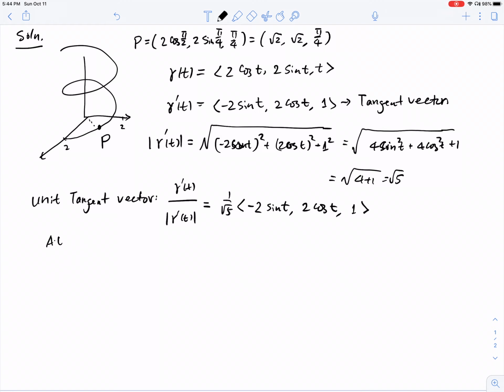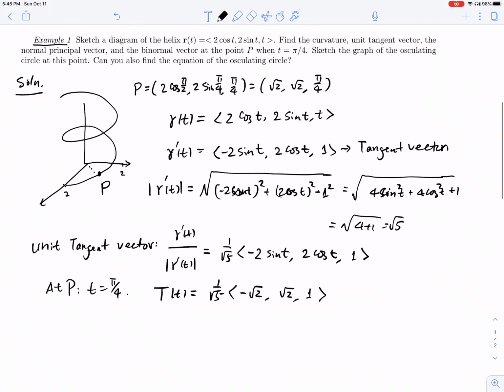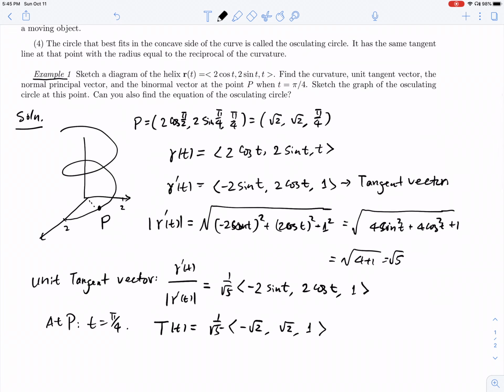So at P, that's when t is equal to pi over 4, we have this capital T of t is equal to 1 over root 5, and this one is going to be negative root 2 and 2, root 2 and 1. At each point it's fixed, right? So we have found the unit tangent vector at this point.